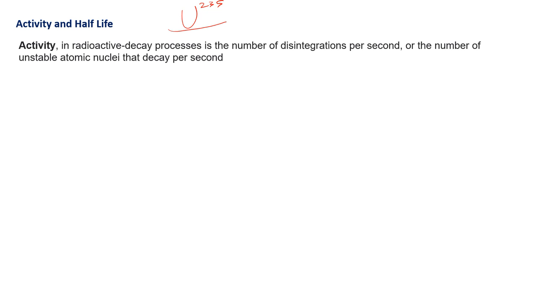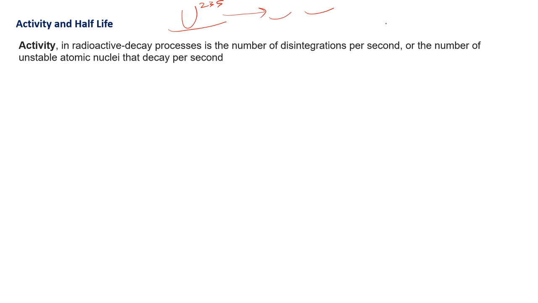this is unstable and it wants to split. If a uranium atom splits, we saw that it splits into krypton, barium and neutrons. This is true for any radioactive material: it will split into stable components, stable atoms. This is what we call one radioactive decay reaction, or a disintegration.